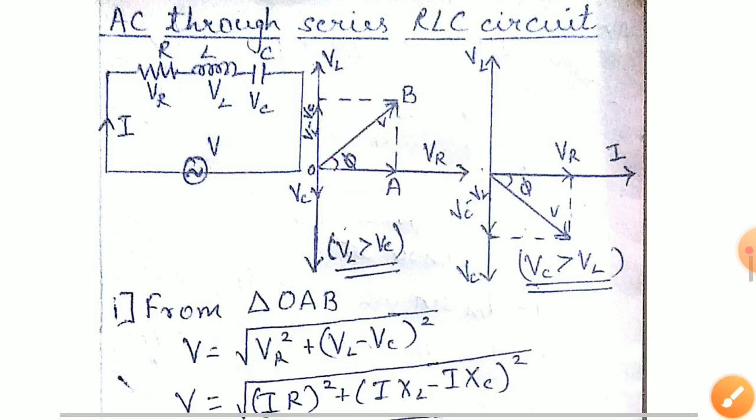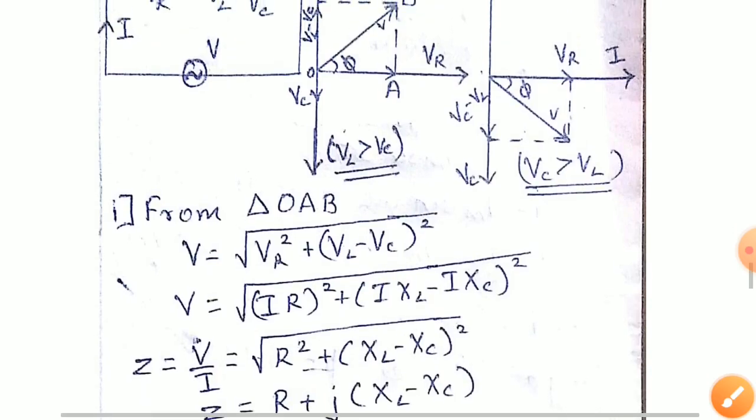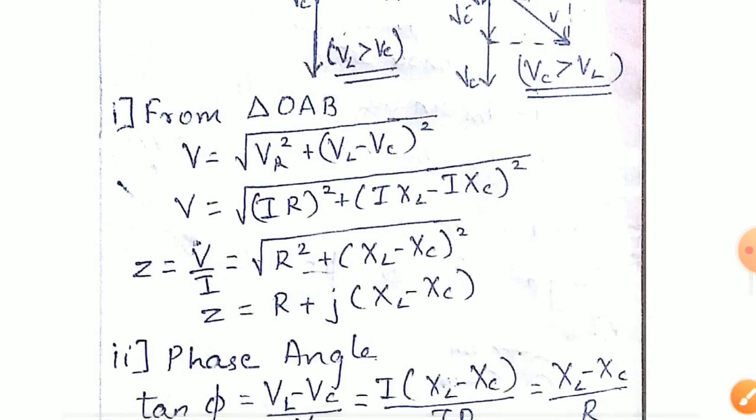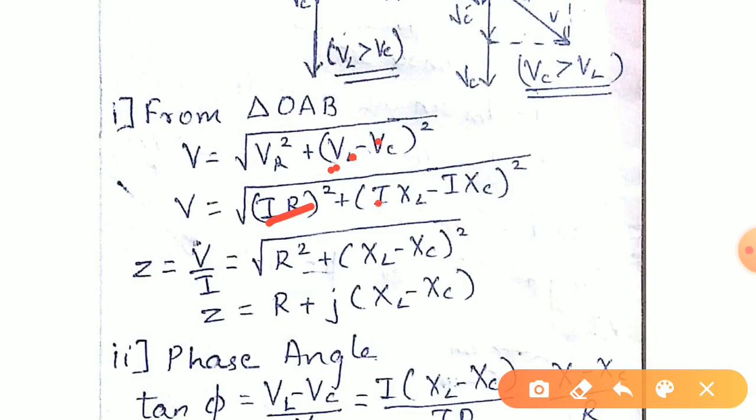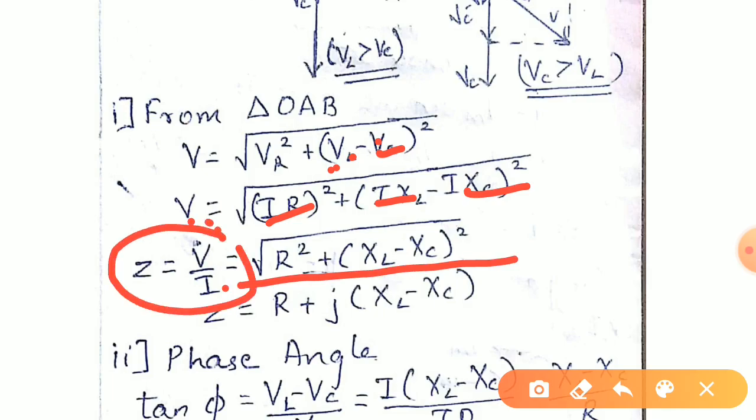Now we know the values of VR, VL, VC, that is VR is I into R, VL is I into XL and VC is I into XC. Substituting all these terms and taking out I common, we have root of R square plus XL minus XC the whole square, which is equal to Z is equal to V by I. If we write this equation in complex form, we have Z is equal to R plus J XL minus XC.